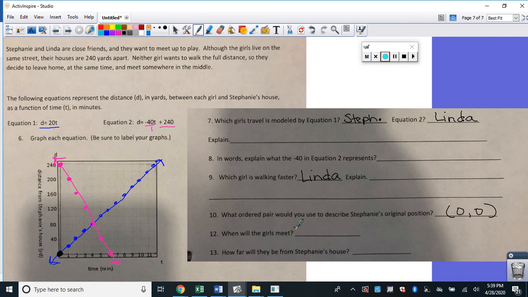When will the girls meet? That's when we want to see the lines actually intersect, and we see that happen right here. They have the exact same point here. If we look at our x value and our y value, that would be at 4, 80. We know that according to the x-axis, those values are the minutes, so the girls would meet in 4 minutes. How far will they be from Stephanie's house? If we know that they meet at the coordinate 4, 80, 80 is going to be the yards away from Stephanie's house, so they would be 80 yards away from Stephanie's house.